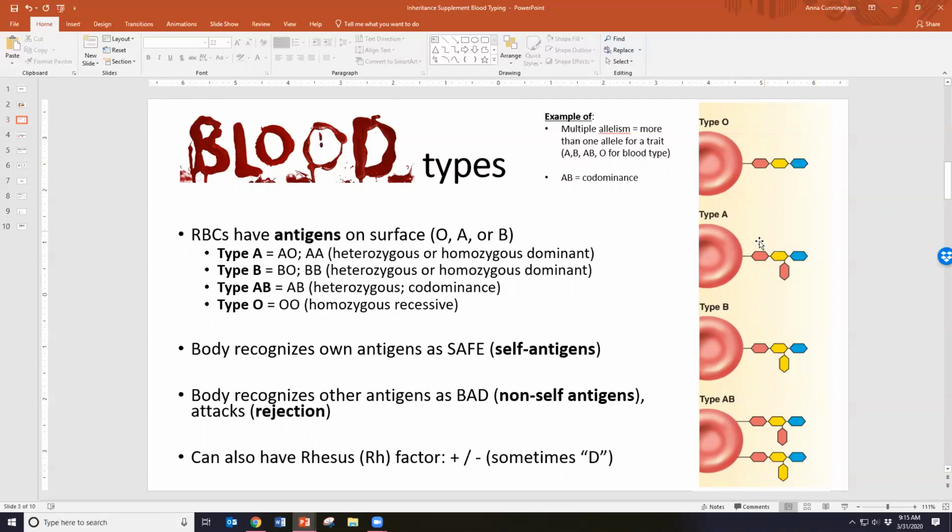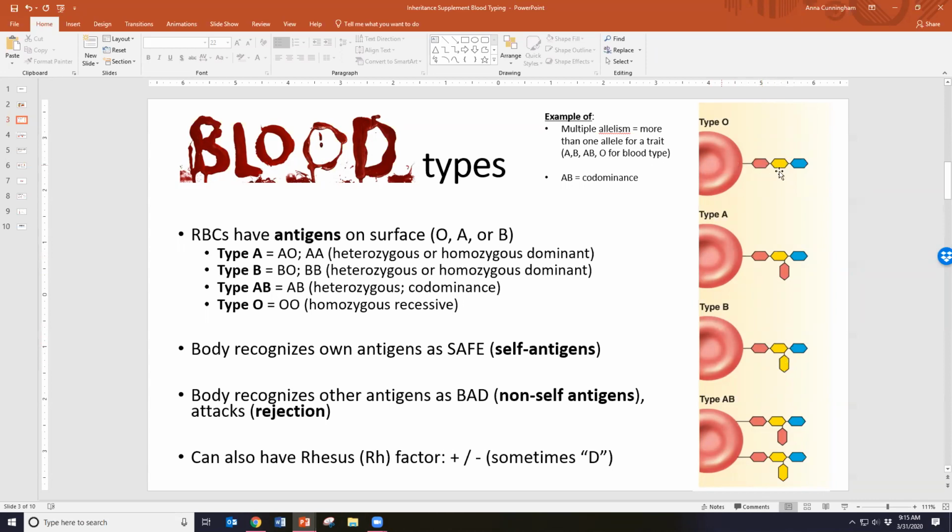Type A has the type O antigen, but then has a little red box off to the side you can see here. So technically type A would just be that little, I guess that's a hexagon coming off the yellow fragment right there. So type A, this red hexagon, would be the A antigen. This is the O antigen, A antigen. So in this case, that would be type A, AO technically. And then you would see type B, which has O, and then it has a yellow hexagon. So that yellow hexagon is technically the B antigen.